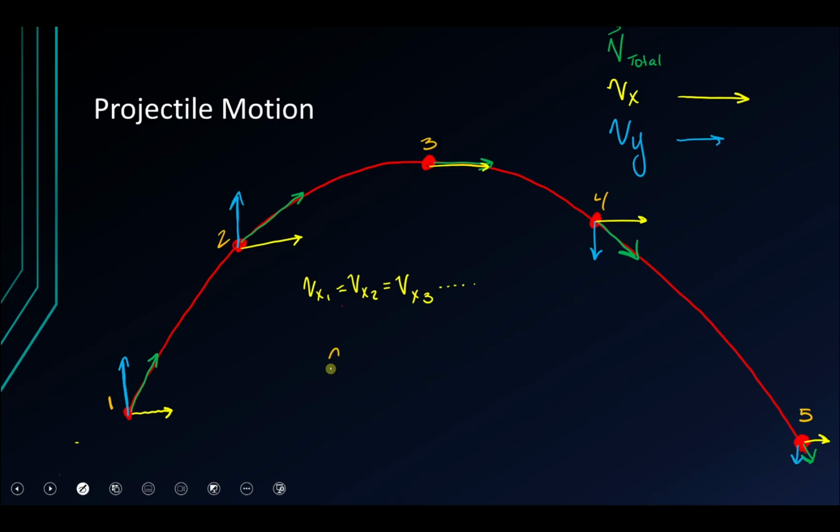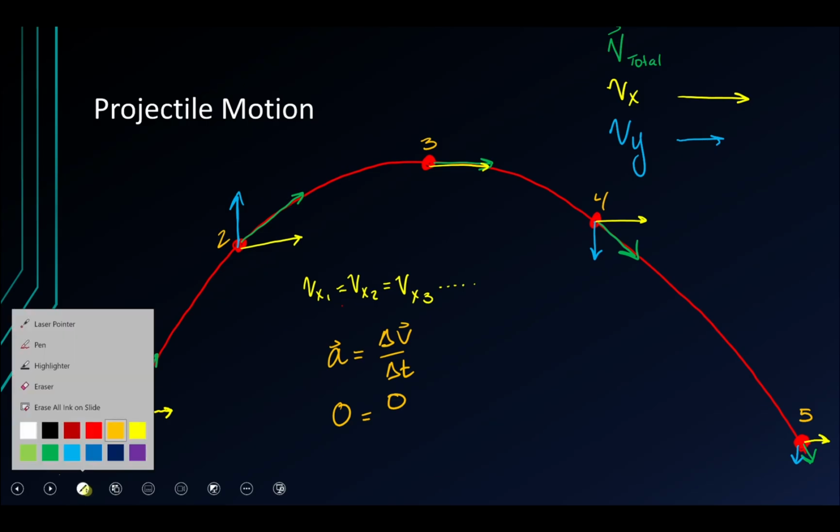So recall that our acceleration is equal to a change in velocity over a change in time. If my acceleration is 0, this means that my numerator has to be 0. There is no change in velocity. This velocity has to be the same throughout the entire process.